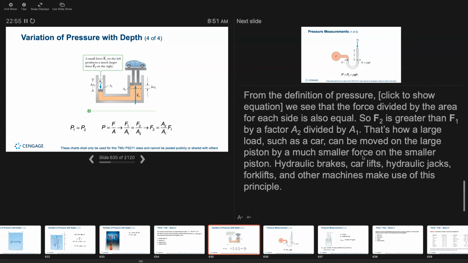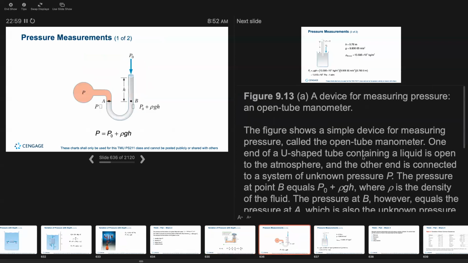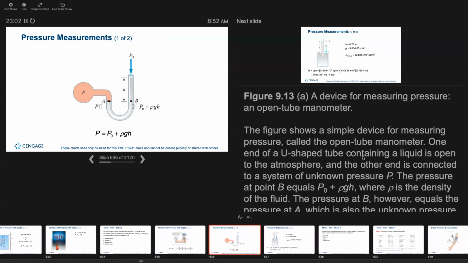So once again, we're seeing some interesting physical phenomena that might not intuitively be obvious unless you think about it, and hopefully this class will help you to be able to use those in the future.